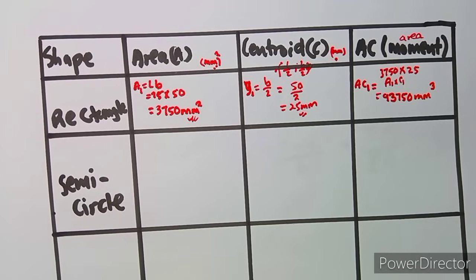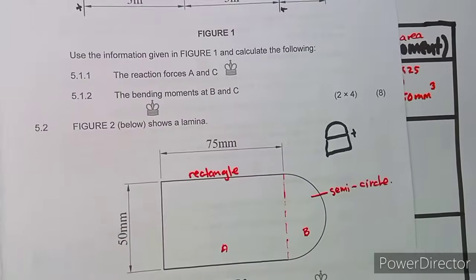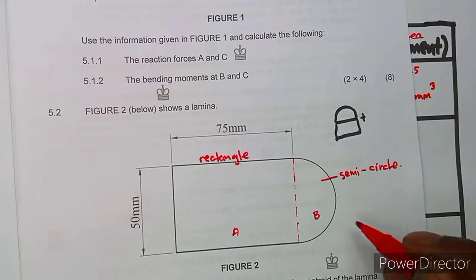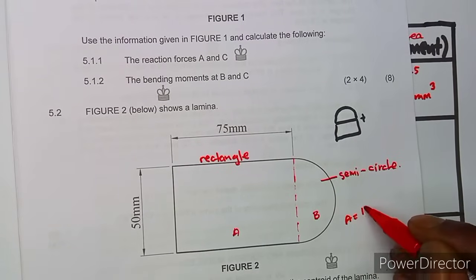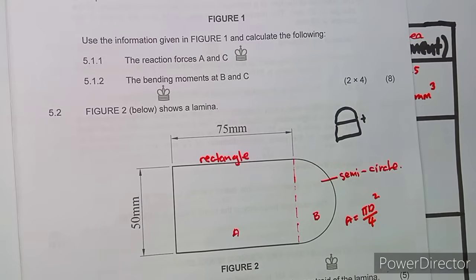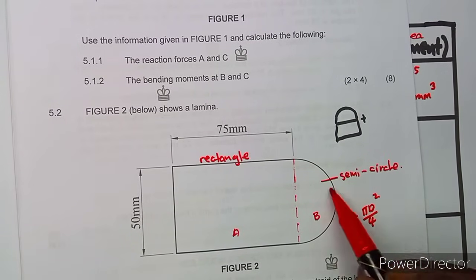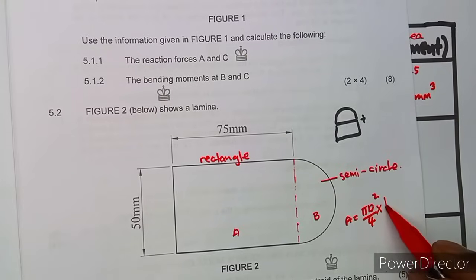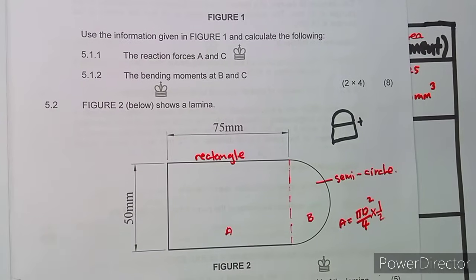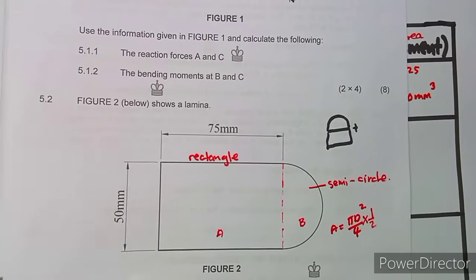What about the semicircle? Okay, this is our semicircle now. So remember, the area of a semicircle we can take from the area of a circle. We know that the area of a circle is pi d squared over 4. If it is pi d squared over 4, which is the area of the whole circle, and this is half of a circle, so you simply multiply it by what? By half. Sorry guys for that. So you're going to multiply that by a half, so that you now have the area of the semicircle.